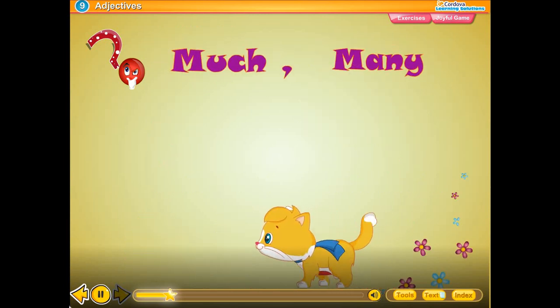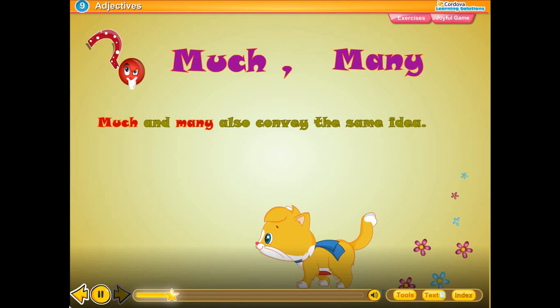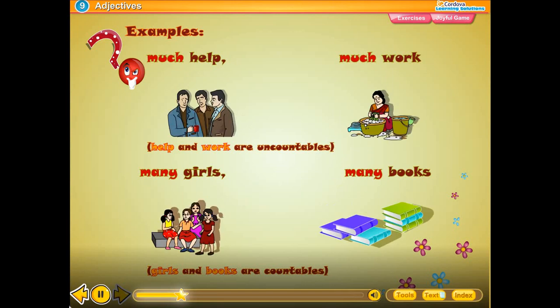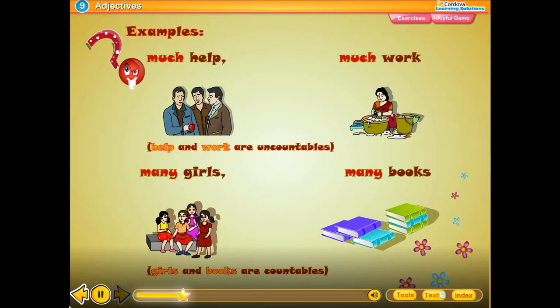Much, many. Much and many also convey the same idea, but much is an adjective of quantity, whereas many is an adjective of number. Examples: much help, much work. Help and work are uncountables. Many girls, many books. Girls and books are countables.